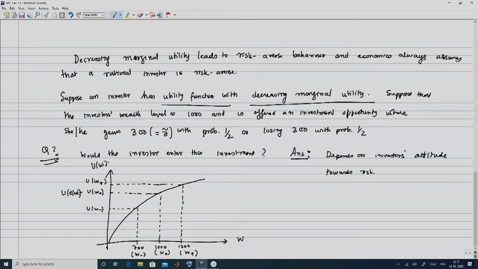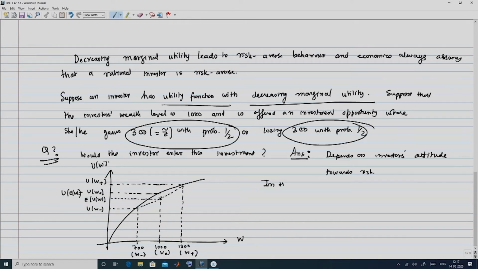Okay, now once you have made the investment, remember that it can either go down to 700 with probability half, or it can go to 1300 with probability half. So, the expected utility will be somewhere here. So, this is going to be the expected U of W.